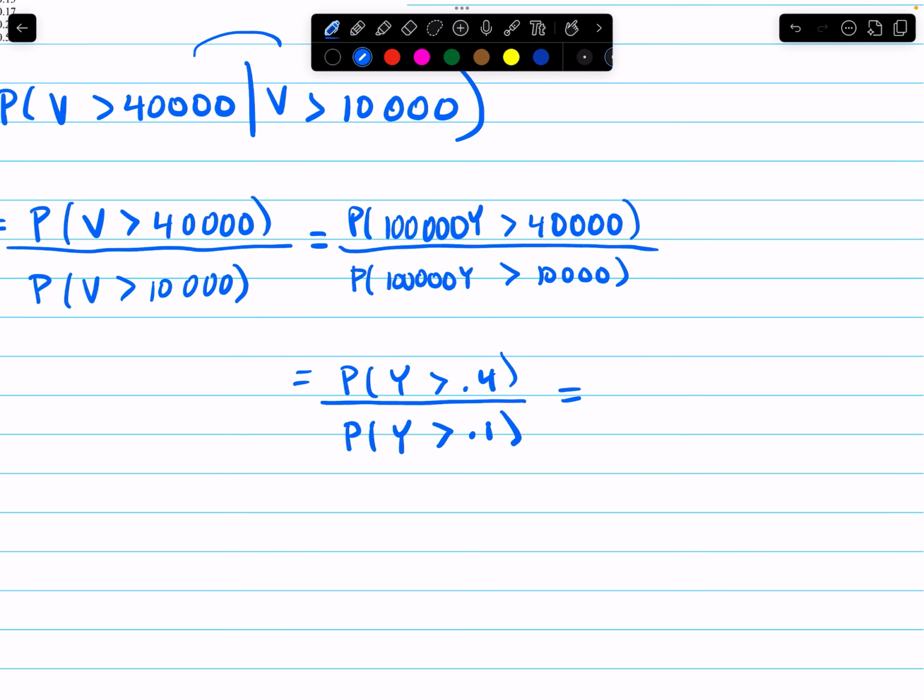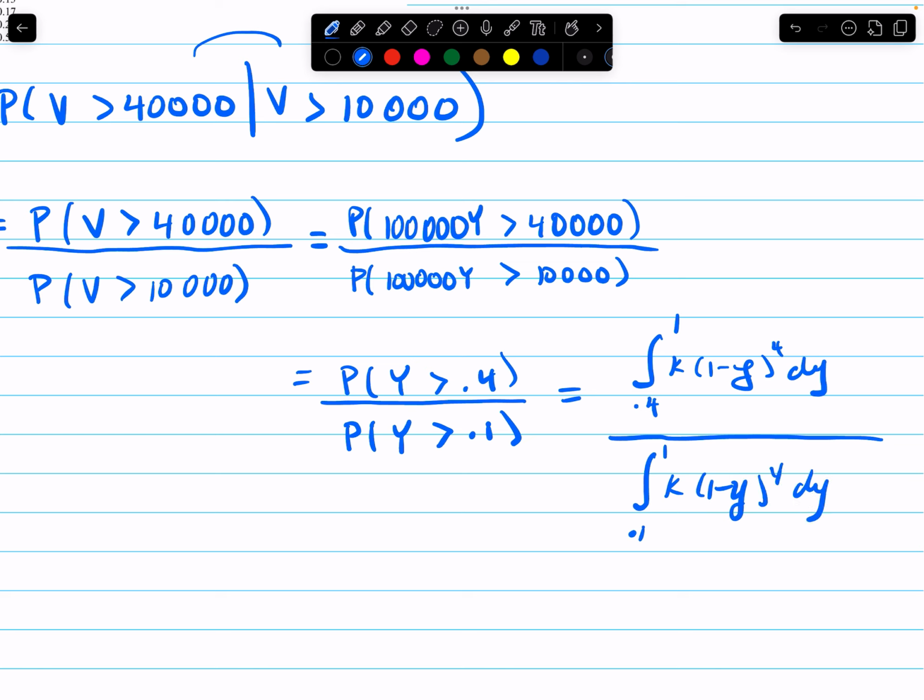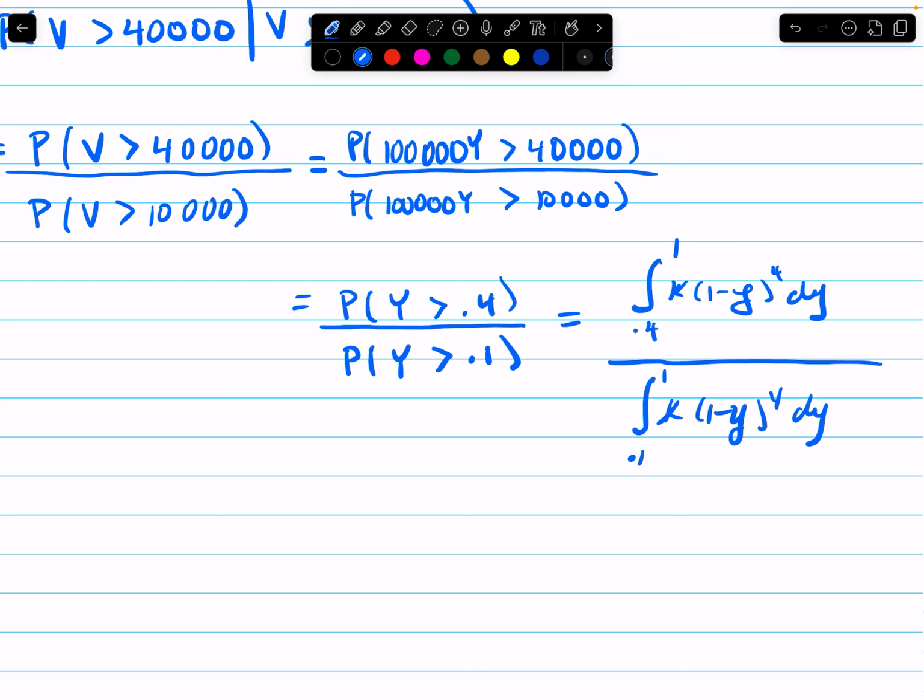Now we use our PDF for Y here. So this is going to be the integral from 0.4 up to 1 of K times 1 minus Y to the 4th dy. Sorry, this should be 0.4 up to 1, over the integral from 0.1 up to 1 of K times 1 minus Y to the 4th dy. And those K's can come out and cancel. So I actually don't ever need to find K first. So definitely work through the problem if you're trying to do this in speed, and don't do unnecessary work.